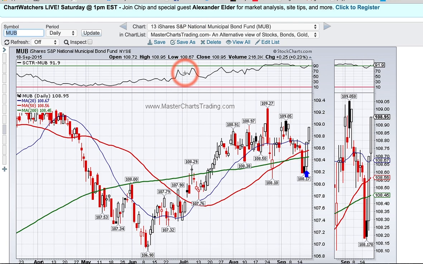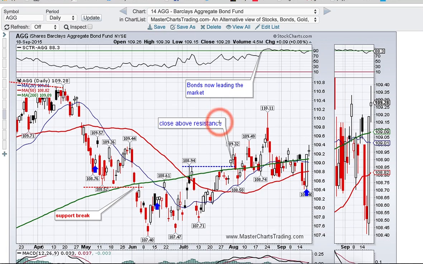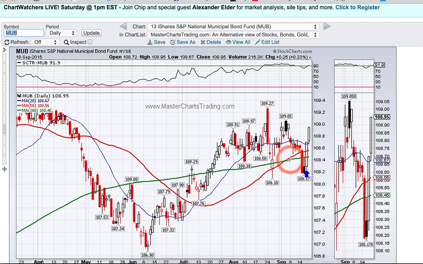Next, I'll show another bond fund, which is MUB, the Municipal Bond Fund. And this one is actually the strongest of the three. Let me just go back for a second. On TLT, you can see the red line, which is the 50-day moving average, is below the green line. On AGG, the red line is getting close to the green line. But here on MUB, the red line is already above the green line. So if you're a trend follower where you say, okay, the 50-day moving average is above the 200-day moving average, I'm going to keep a bullish bias.